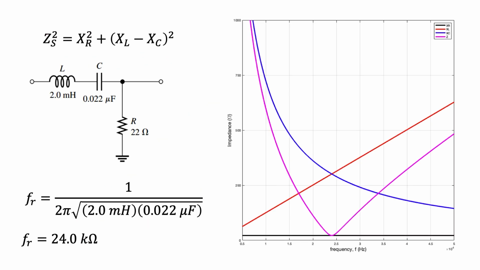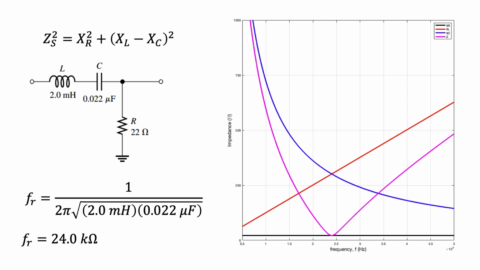If we consider this example, we can easily solve for the resonant frequency of the circuit to be f sub R equals 24 kilohertz. Plotting XL and XC versus f, we get the following graph. The blue curve corresponds to the capacitive reactance. The red curve corresponds to the inductive reactance. This black curve corresponds to the resistance, while this magenta curve corresponds to the total impedance.